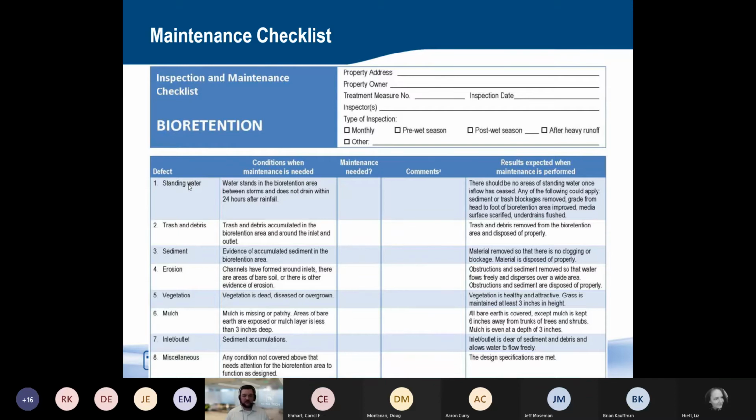So, but that's where I think these types of checklists are helpful. It seems pretty simple, but I think it's good to see the indicators of when those conditions of maintenance might be needed, and then the results that we're expecting to see when you perform that maintenance. So if you have standing water in your bioretention area, probably means you've got some sediment built up. Once you remove that, then we expect that standing water to infiltrate generally in 24 to 48 hours. But that's a design element.